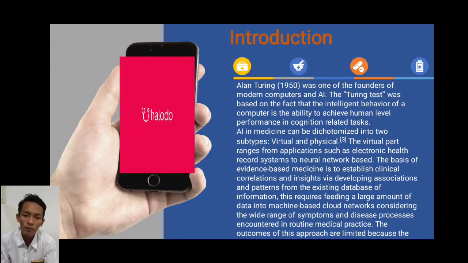The next part is the introduction. Alan Turing was one of the founders of modern computers and AI. The Turing test is based on the fact that the intelligent behavior of a computer is the ability to achieve human-level performance in cognition-related tasks. AI in medicine can be dichotomized into subtypes, virtual and physical. The virtual part ranges from applications such as electronic health record systems to neural network-based.